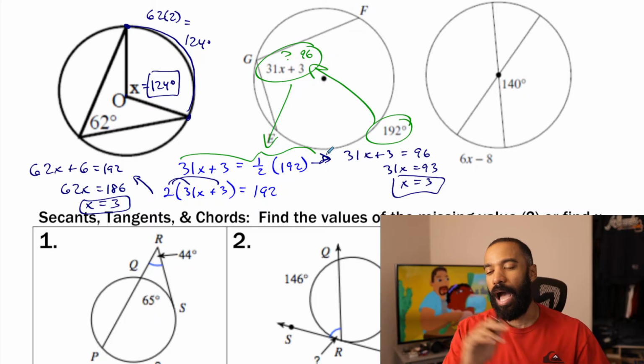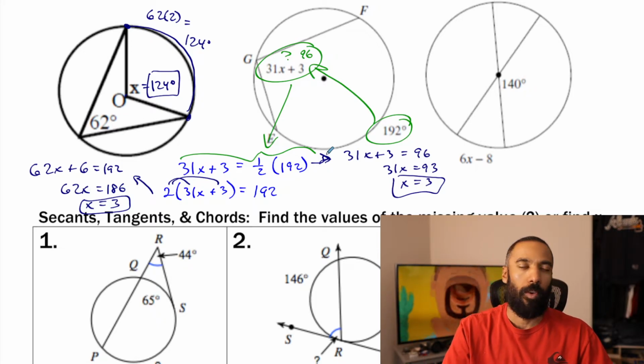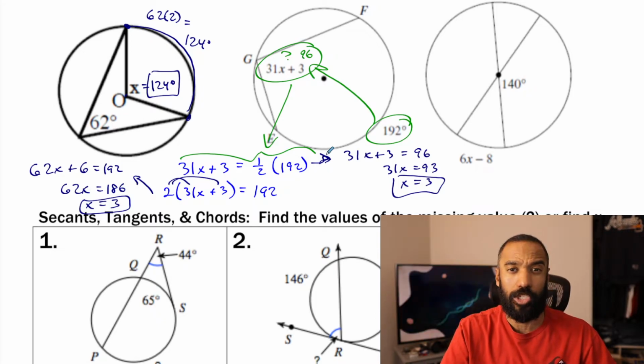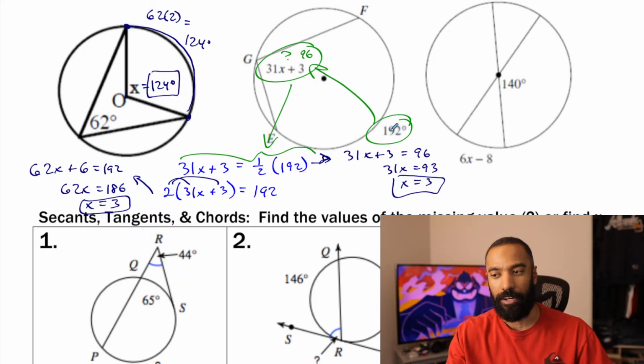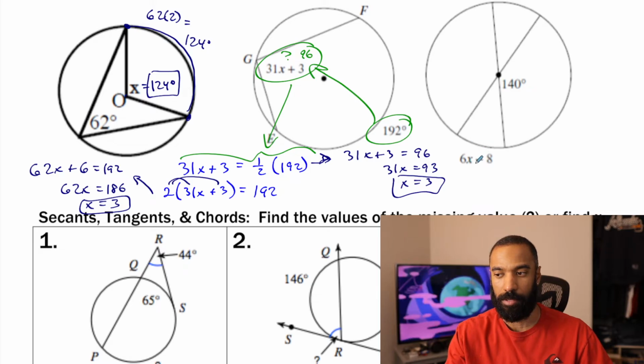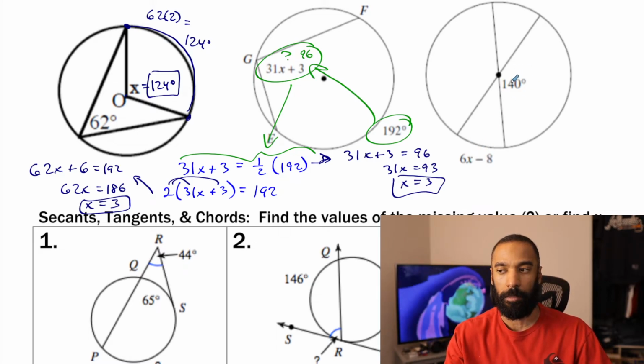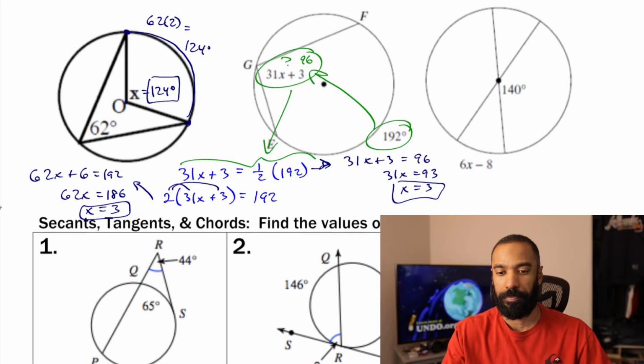So I'm good with using what it is I'm trying to find. If I'm trying to find an inscribed angle measure, then I'm going to talk about taking half of this. If I'm trying to find an intercepted arc or something with an x in the intercepted arc like this one right here, then I'm going to double the angle measures that I'm referring to.